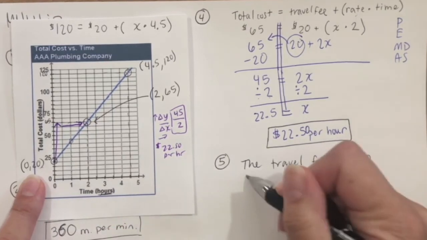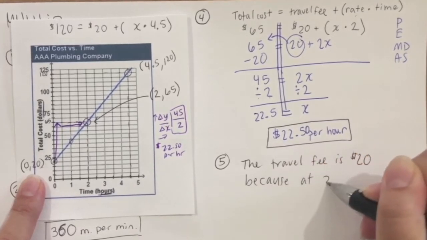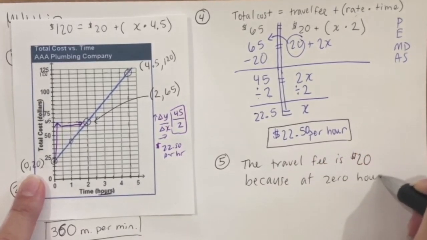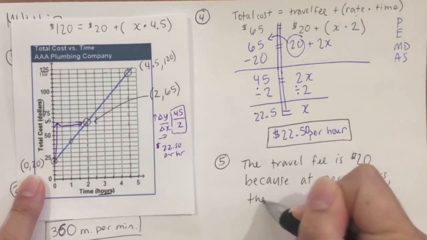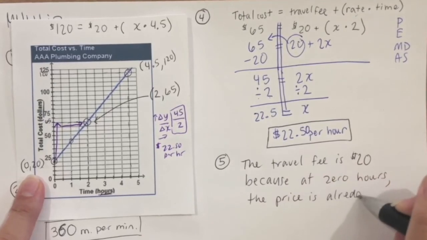The travel fee is $20 because at 0 hours, the price is already $20.